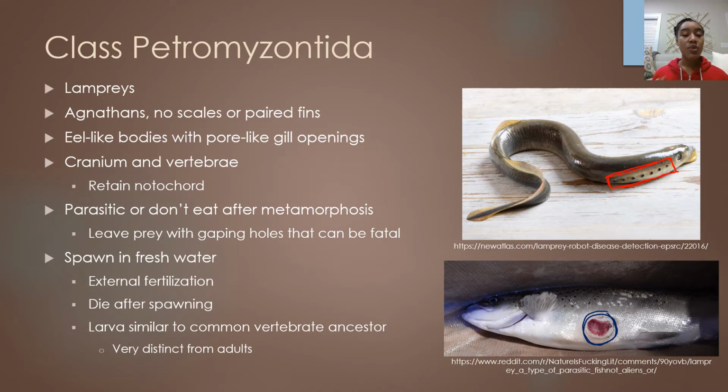And then lampreys spawn in fresh water. They undergo external fertilization, so they'll go from saltwater environments to fresh water, lay their eggs, and then release the sperm. After they spawn, they die. Then the larva will develop, and they have to undergo metamorphosis to become more like the adult form. We've talked about the lamprey larva in our chordate lecture, and how it is thought to resemble the shared common ancestor of all vertebrates. So they have a very distinct larval form from their adult form, and they do undergo metamorphosis, unlike what we saw in the hagfish.